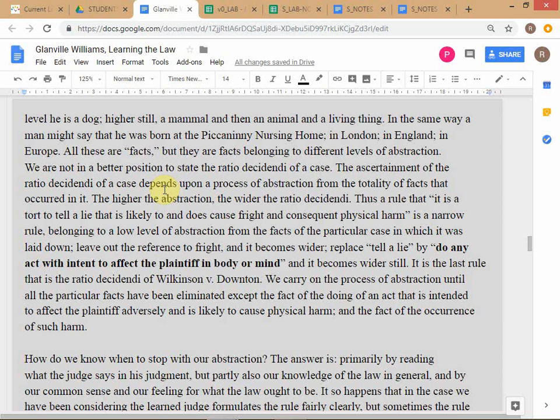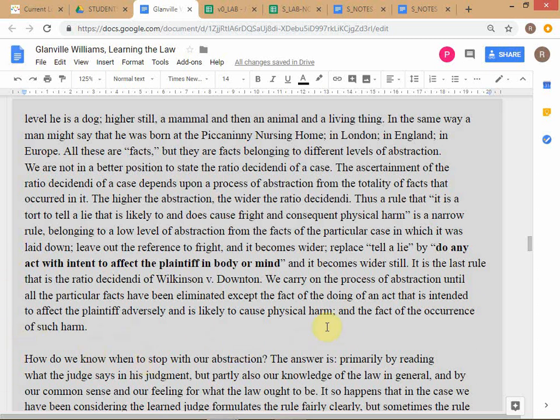So a broad answer is yes, he's always bound. Unless A, it's a persuasive precedent; B, unless he can distinguish the case in some way; or C, unless he can show that there seems to be something grossly wrong with the decision. Like in the US, you had decisions like Dred Scott, where the US Supreme Court said that slaves are not human, slaves cannot become citizens, etc. And that decision was overturned eventually. So with these three qualifiers, otherwise he is bound. That's how the system works.